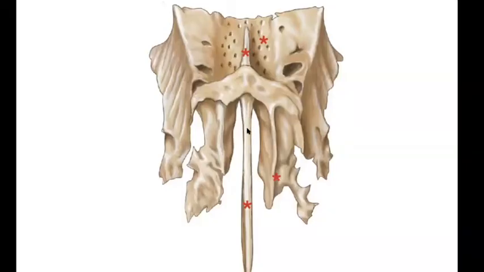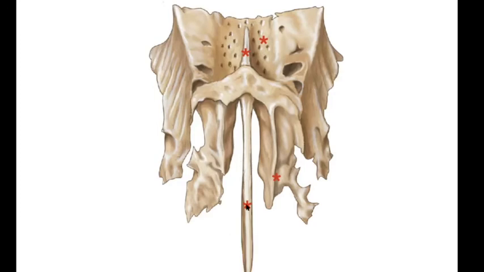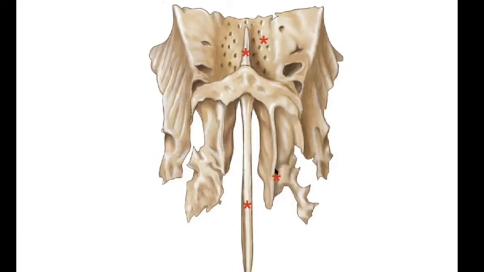Right? And then we're looking at the frontal view through the nose, and you're going to have the perpendicular plate, which makes up the upper portion of your nasal septum. And then over here, you have what's called the middle nasal concha. Your inferior nasal concha are going to be a separate bone on the inside. So these are part of the ethmoid bone, and that'll be the middle nasal concha.